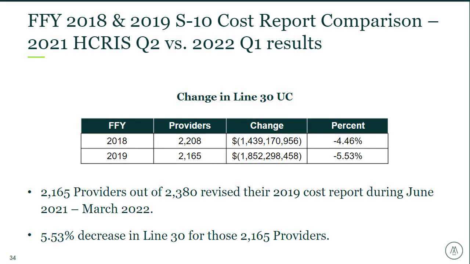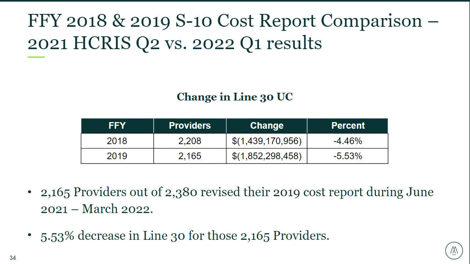So I want to take the next couple of minutes and look at the results of the latest round of S10 audits, as they've had a major impact on each hospital's UC payment. The analysis we're presenting is a comparison of the fiscal year 2018 and 2019 S10 numbers between the as-filed values and the revised values that resulted from amendments and/or audits. Right now I'm going to focus on the 2019 audits, but I've kept the 2018 audit results on these slides because, as you can see, the results are very similar to the prior year.